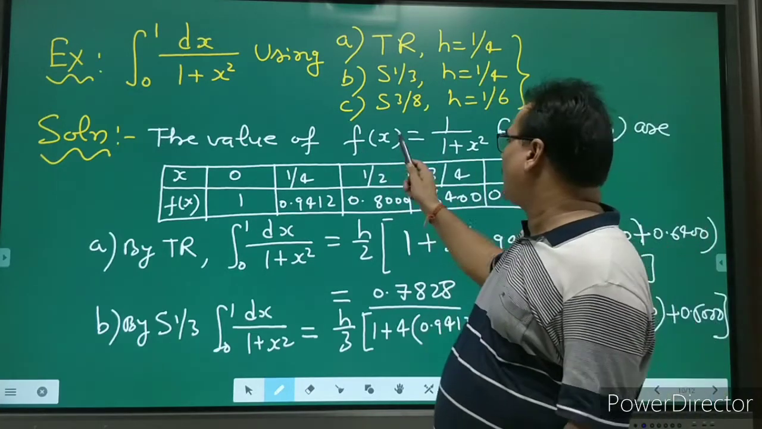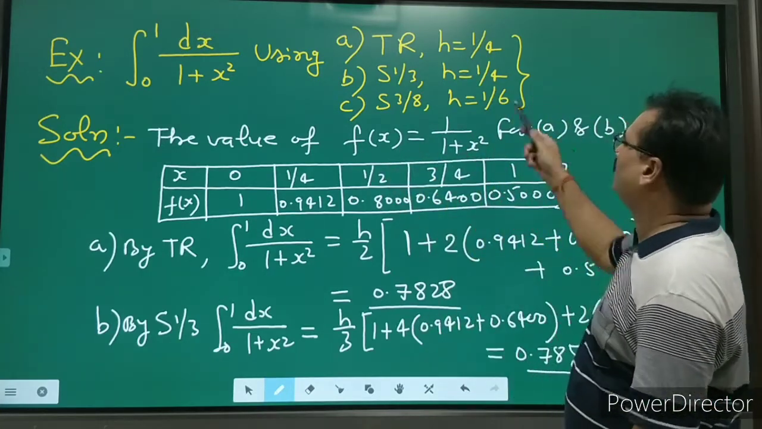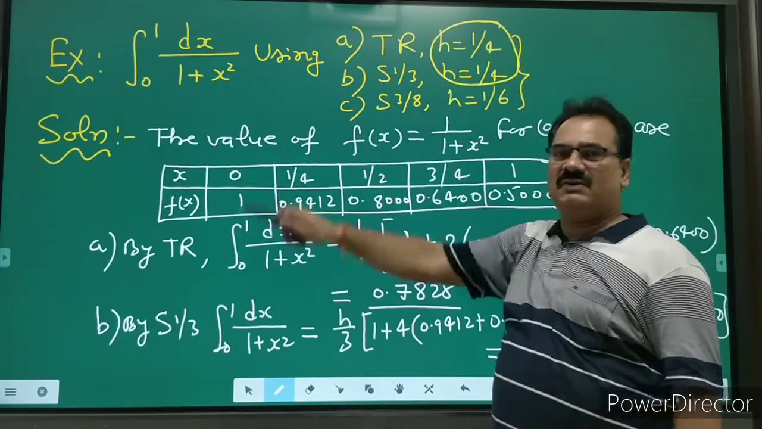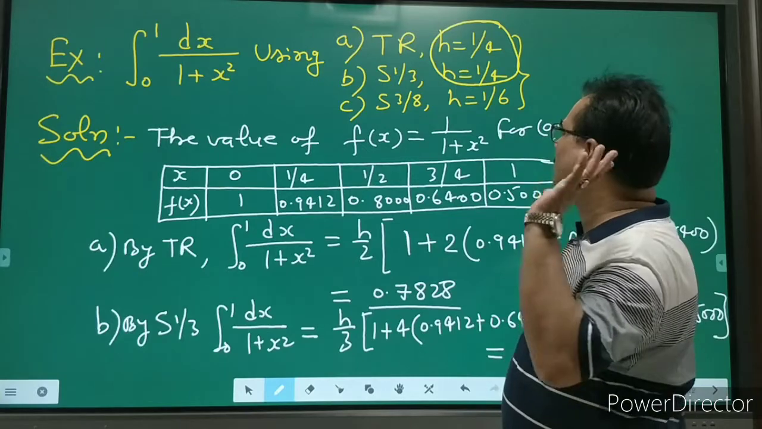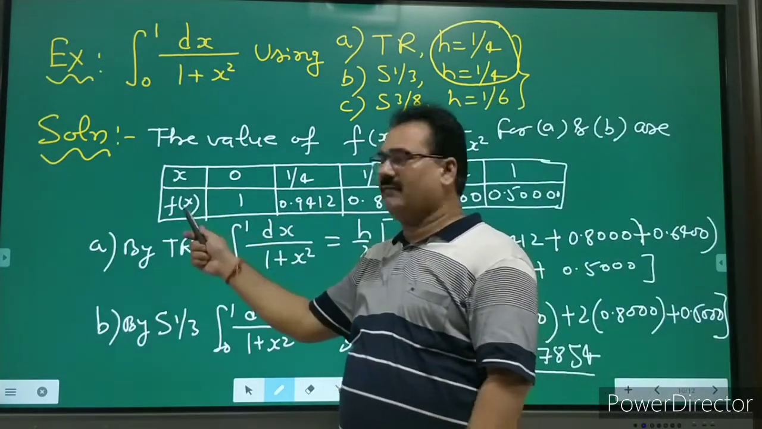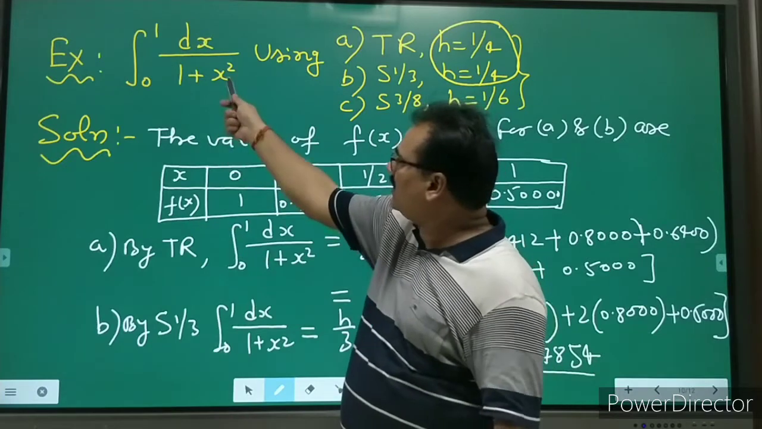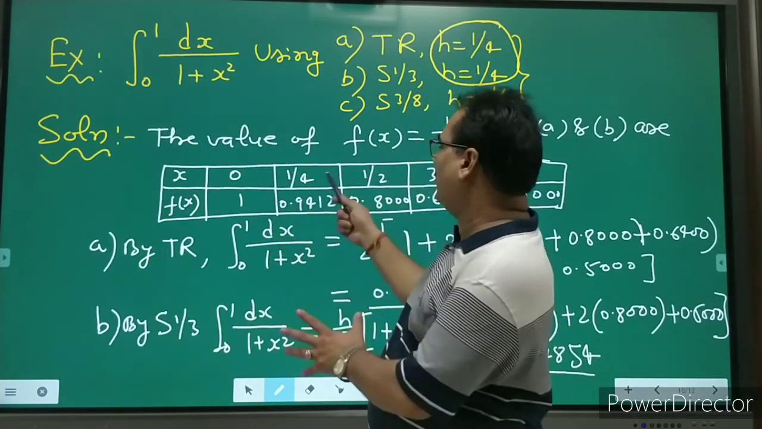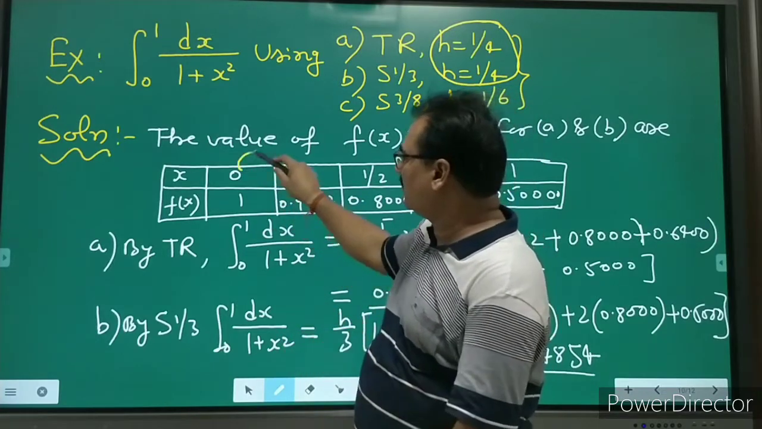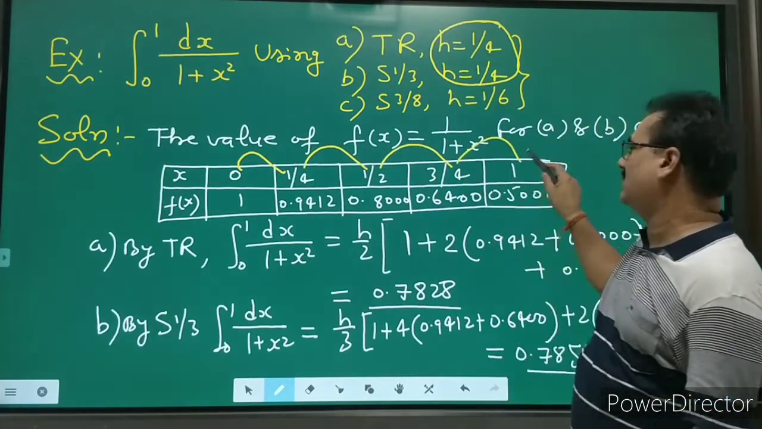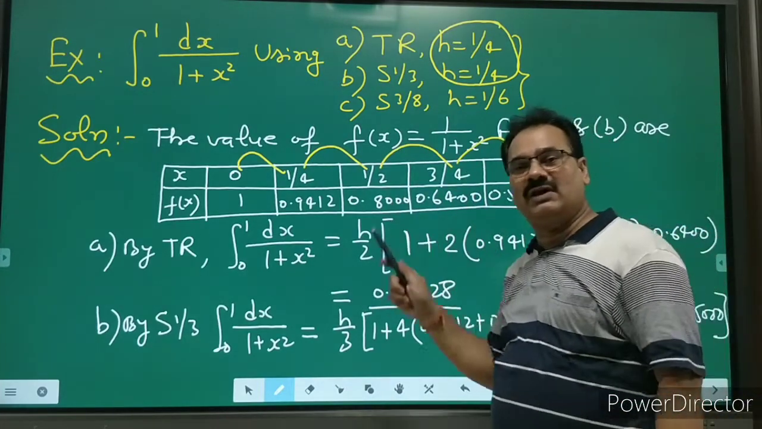Then the value of f(x) = 1 by 1 plus x square, in both cases, because here the distance is already common, means the spacing is common, h is equal to 1 by 4. So for A and B, you can use this table of x and f(x). f(x) is what? 1 by 1 plus x square. So now putting in the different values, h is 1 by 4. The distance between this and this is 1 by 4. Here is 1 by 4, here is 1 by 4, here is 1 by 4. So this is equally spaced data.